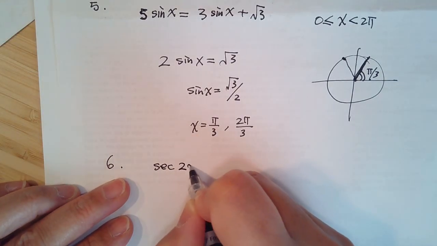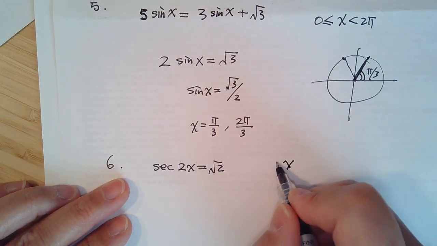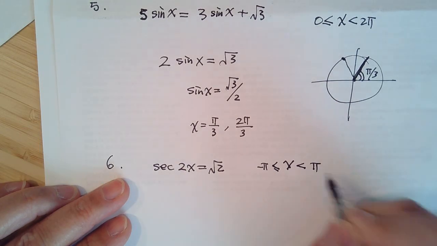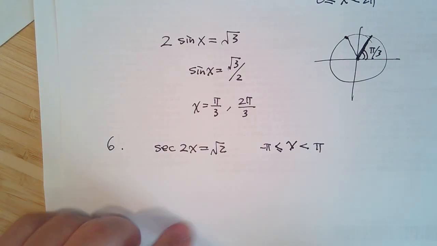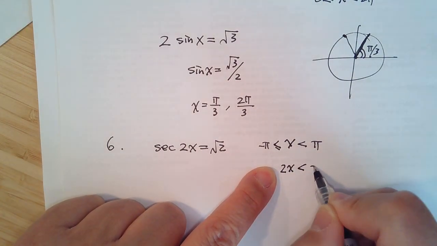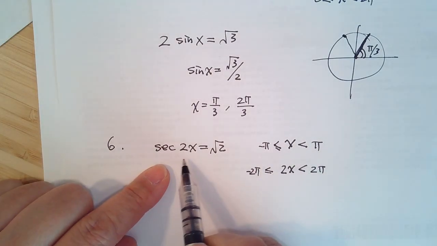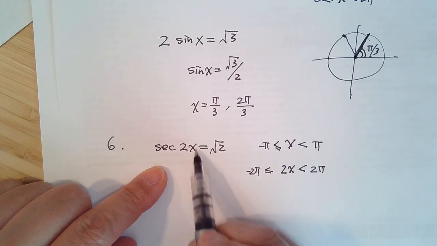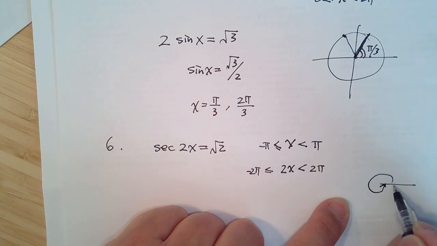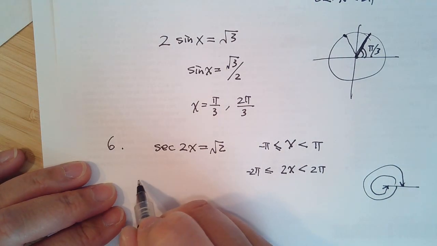Secant 2x equals root 2. And I give you this, x has to be between negative pi and positive pi. If you have something that looks like this, first of all, you find the range for 2x. So that will be 2 pi and negative 2 pi. So you need to find this angle of 2x, from here to here, and also from here to here. So that's like 2 cycles.